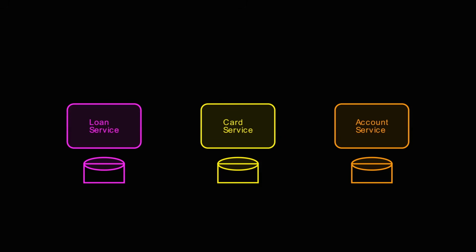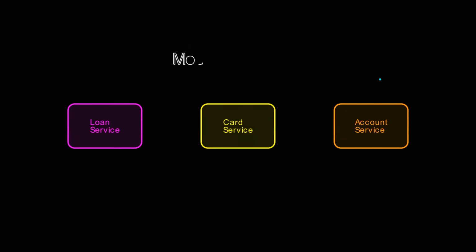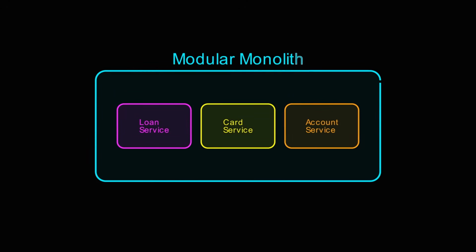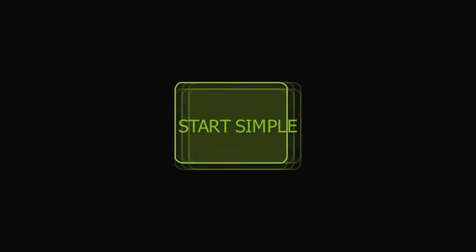But for smaller banks or startups, managing network issues and data consistency can be overwhelming. So, here is a solution. Modularizing your monolith. Instead of diving straight into microservices, break your system into distinct modules inside the same codebase. You get the organization of services, but the simplicity of a single counter. The key is to start simple. Don't rush into microservices until your team and your needs demand it.